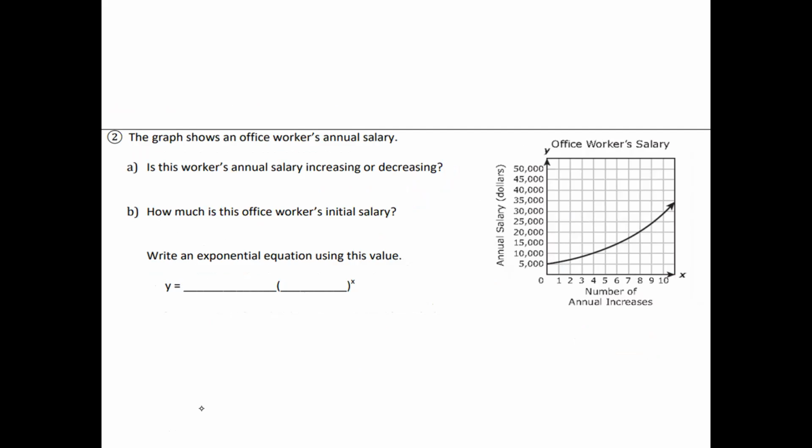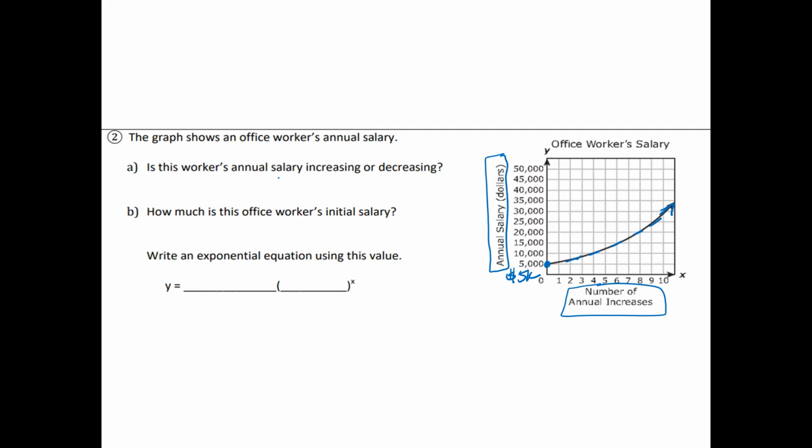All right, let's go on to 2. The graph shows an office worker's annual salary. The annual salary of this worker starts right here at year 0, and it doesn't seem like he's getting paid that much, so I would probably ask for a raise. It looks like he's starting at $5,000. But if you look at it, he's growing with his salary over time, because this is the number of annual increases. This right here shows the annual salary in dollars, in thousands.